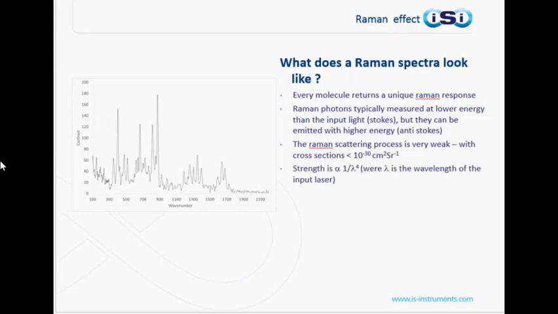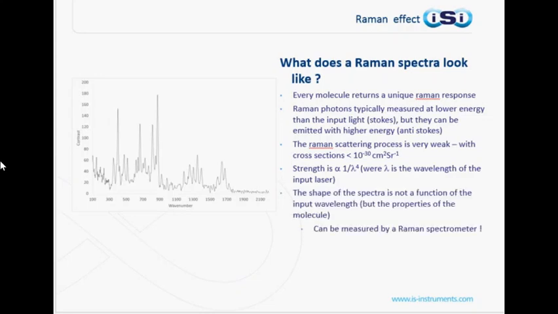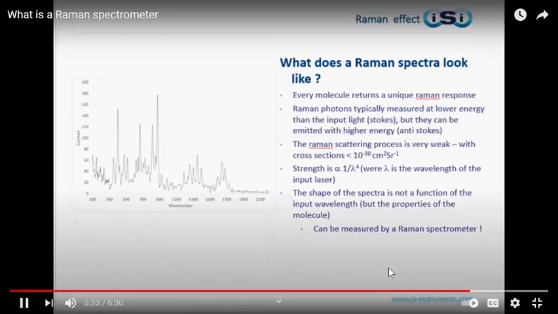The strength of the Raman tone is directly proportional to the inverse of the input laser wavelength raised to the power 4. Therefore, in principle, using shorter wavelengths gives stronger returns. However, other effects occur when you measure, for example, at 532, such as fluorescence, which can contaminate the signal. The shape of the spectra is not a function of the input wavelength, but the properties of the molecule itself, and it is this that can be measured by a Raman spectrometer.